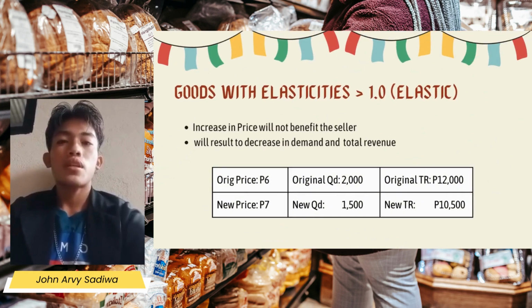An increase in price will not benefit the seller. It will result in a decrease in demand and total revenue. When the price goes up, the seller no longer benefits because demand falls. If the original price of 6 becomes 7, the quantity demanded drops by 500, and total revenue decreases.